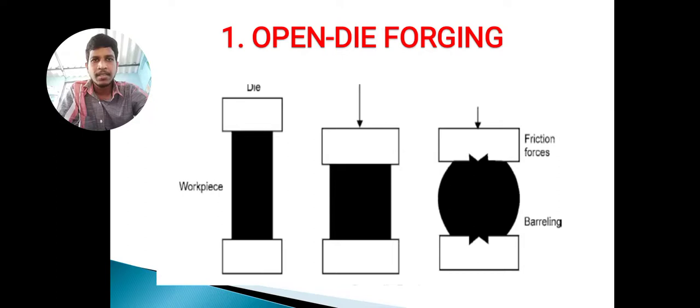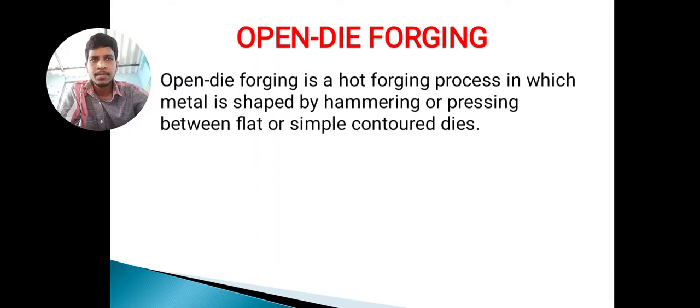The workpiece is not covered by the dies. In the second figure, I am applying some loads. After that, using the compressive forces, it is reduced like a square, and then due to frictional forces and barreling, it changes to a cylindrical or circular shape.